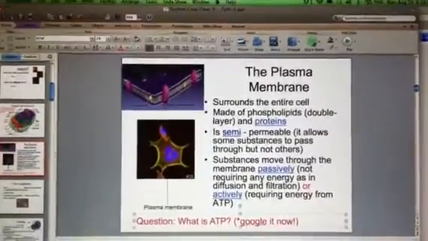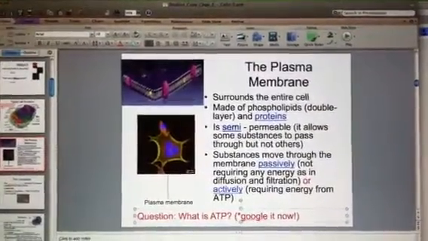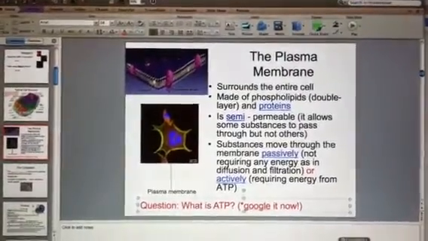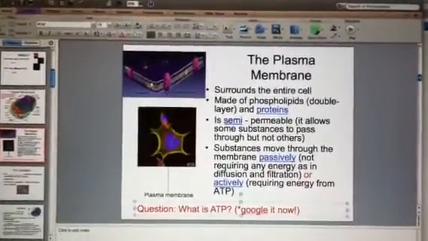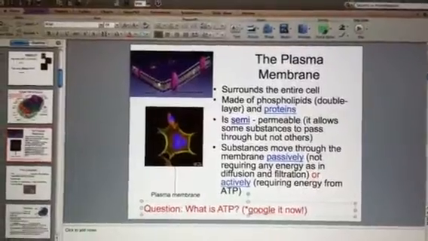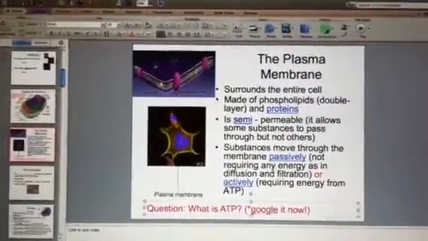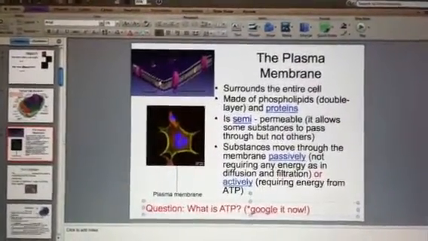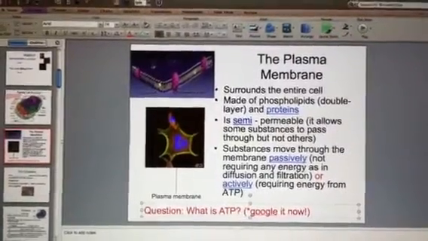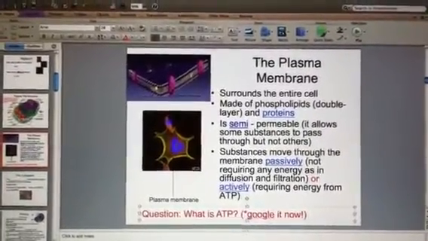Welcome to slide 6, which addresses the first cell organelle that we're going to look at today, called the plasma membrane. The plasma membrane surrounds the entire cell. It helps keep the integrity of the cell's interior, and it helps to keep the cell's shape. It's made of lipids and proteins.